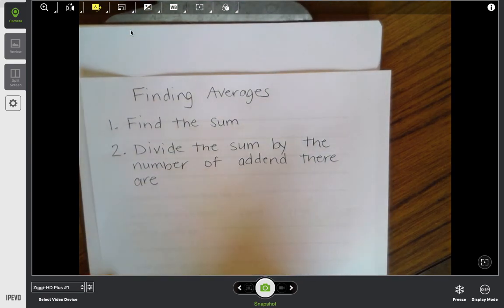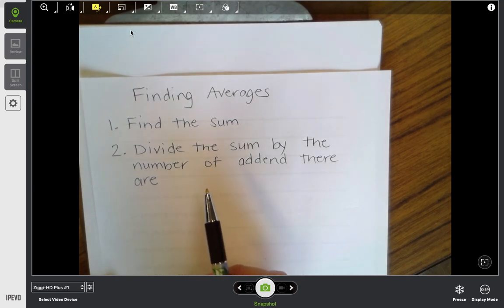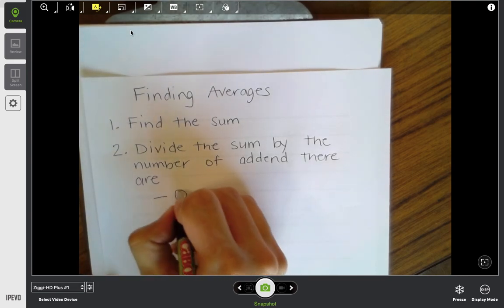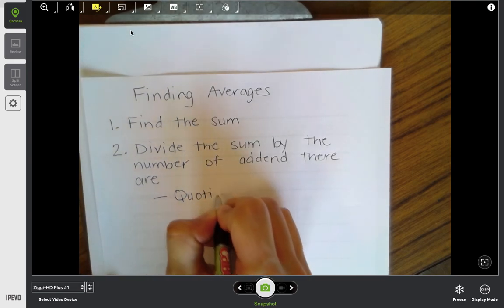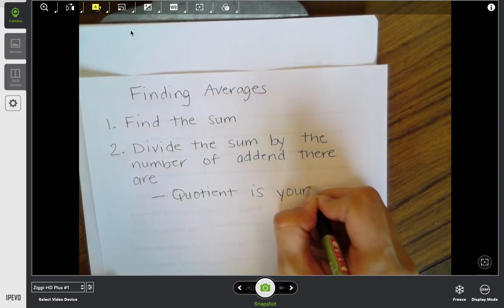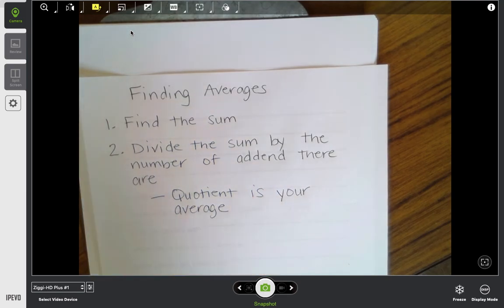Okay, and then after you have divided the sum by the number of add-ins, the quotient there is your answer or your average. Okay, so I want to show you what I mean by these steps.